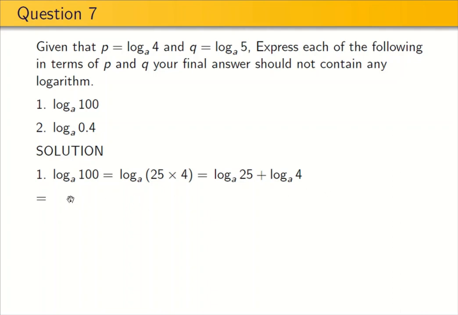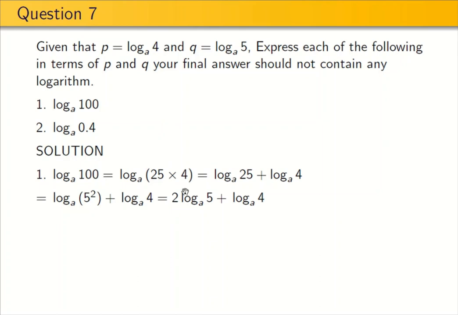Now this 25 is the same as what? 5 squared. Okay, we want to make sure that we simplify this to the extent that we will get logarithm of 5 in this. Here is okay for us because we have logarithm of 4 that is here, and this becomes logarithm of 5 squared base a plus logarithm of what? 4 base a. And from the logarithm power rule, the 2 can come in front here and becomes 2 logarithm of 5 base a plus logarithm of 4.